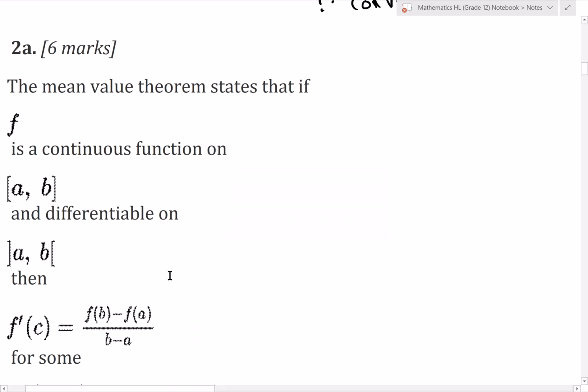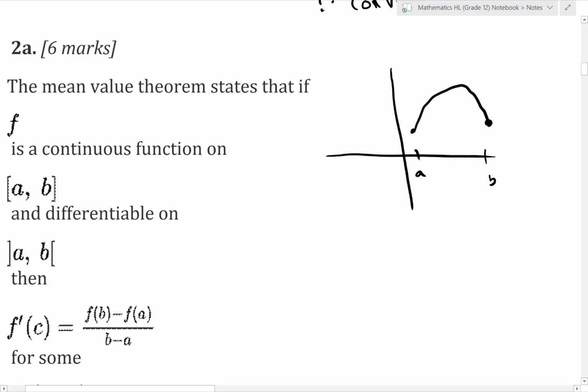Okay, so question 2 is talking about the mean value theorem. I'll just briefly go over what the mean value theorem is. Mean value theorem says, suppose I have a function that's defined from a to b, right? So I'm just going to randomly make up some function here. Let's say it looks like this.